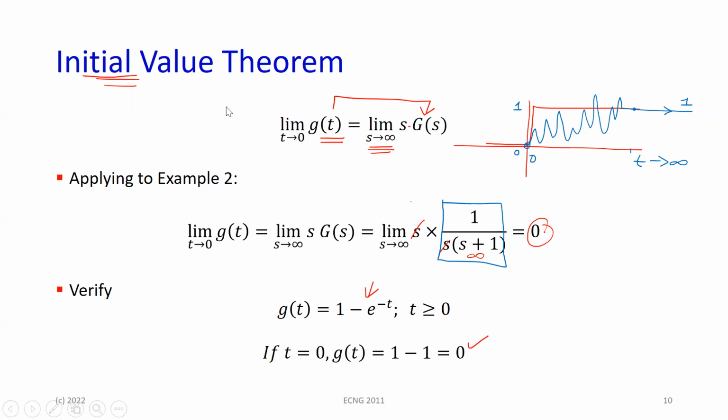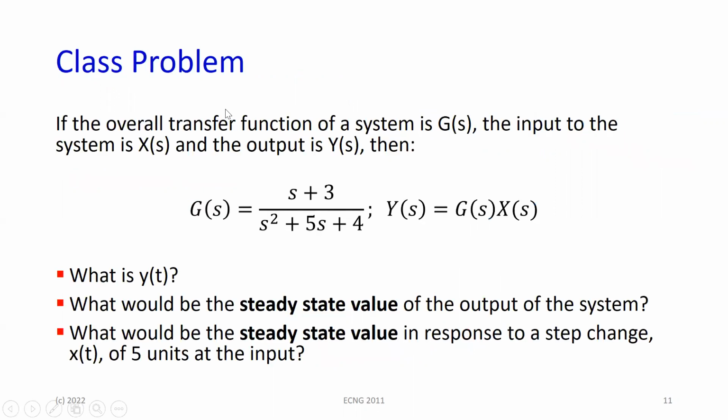So what I'm going to do, have a look at this one now, right? And you kind of try this now while we're here. So here's one. We have a system whose overall transfer function is this, s plus 3 over s squared plus 5s plus 4, and Y(s) is equal to some G(s)X(s), right? So what is y(t) for this particular one? So assume for this one that X(s) is equal to 1, right?